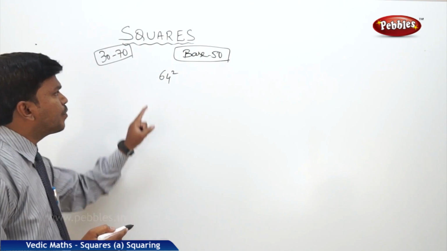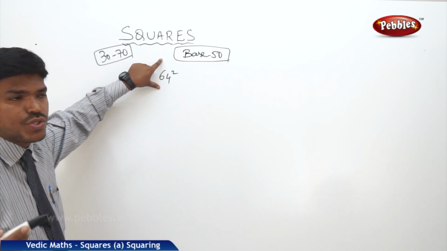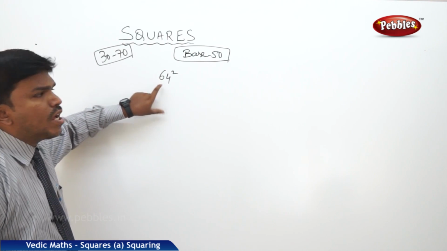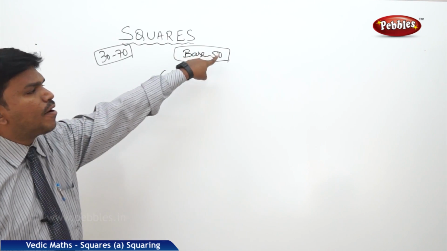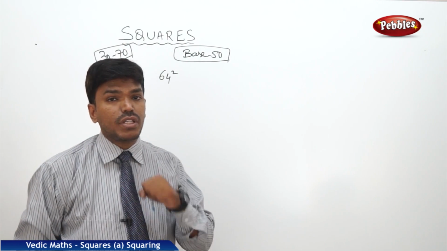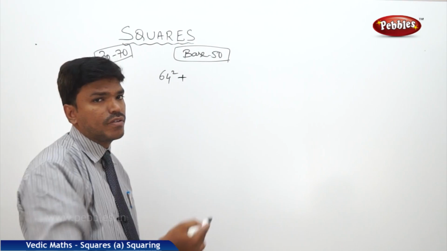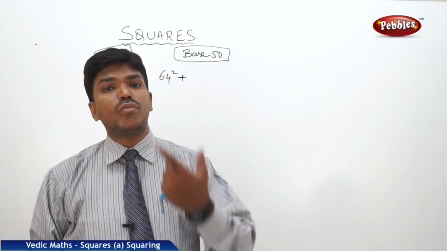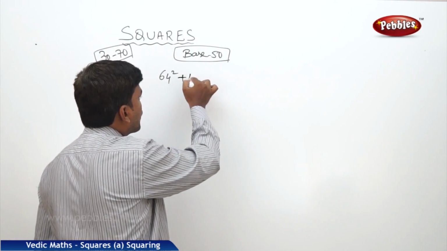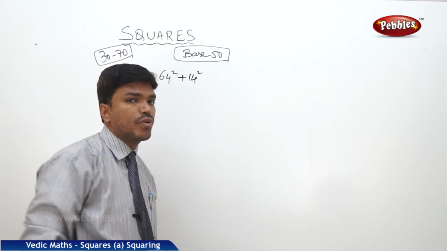Now what we need to do, whatever be the number you want to find the square of. So here we wrote 64. Compare 64 with the 50. Is it more or less? It is more. That's why I'm putting a plus symbol. And how much more? 14. Yes or no? So what is 14 square?